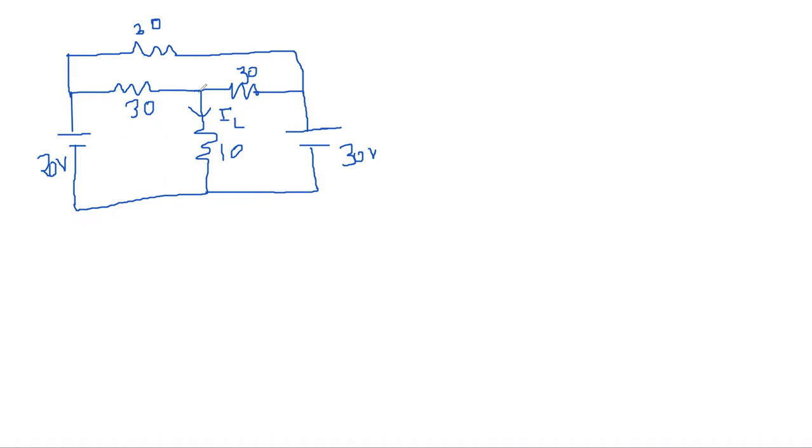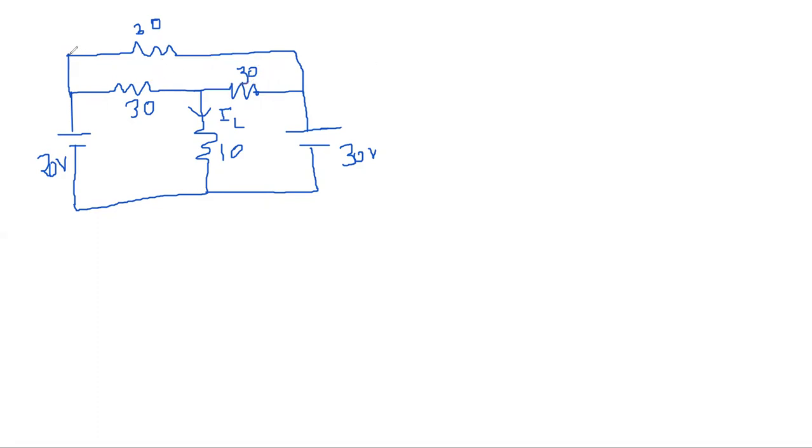Also, you see that there is a delta here. This is a delta, right? You can convert this delta into a star circuit, and you can easily solve this problem without using the superposition theorem. And if you want to apply Kirchhoff's current law to this problem, you have to convert this delta into a star. So let us see how to do that.